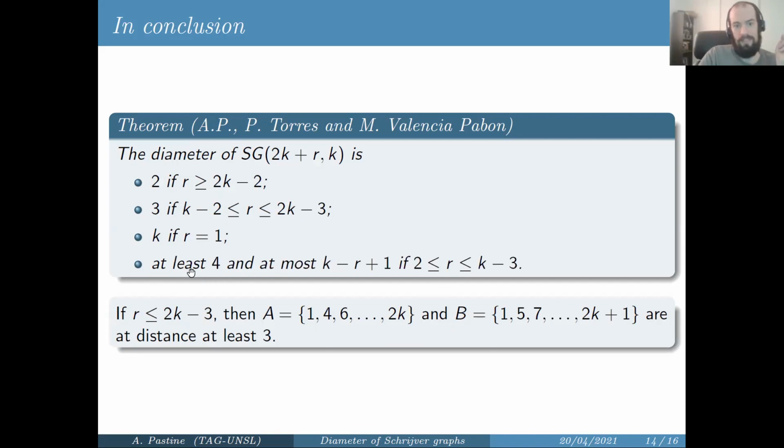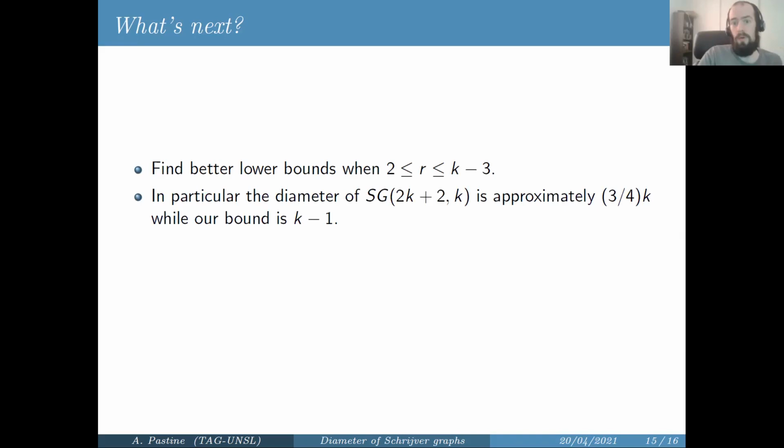And I'm not showing this either, but you can show that the distance is at least 4, and this is a pretty easy and basic thing. So it's not a good lower bound. So what's next? It will be really nice to find a better lower bound for R for when R is between 2 and k minus 3. And we know in particular that the diameter of SG 2k plus 2k, so this will be the smallest possible R, is around 3/4 of k, and our bound is k minus 1. So there is some room for improvement there.